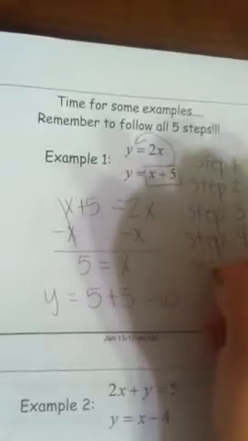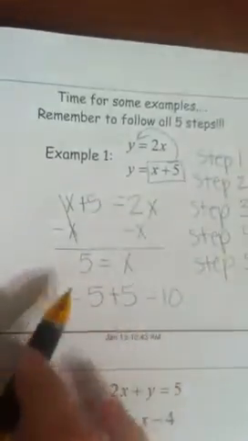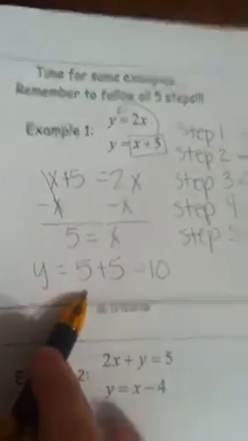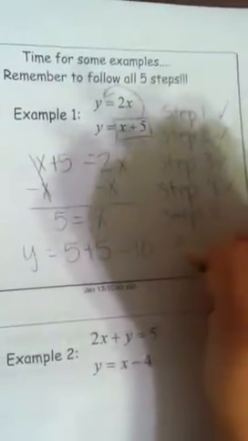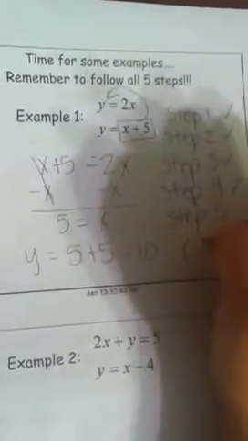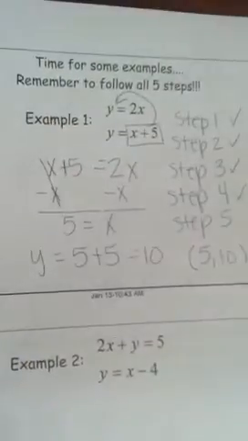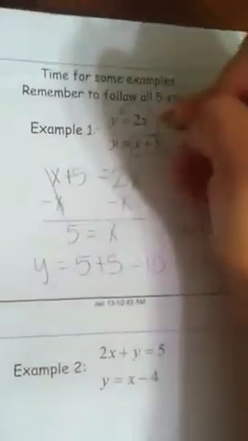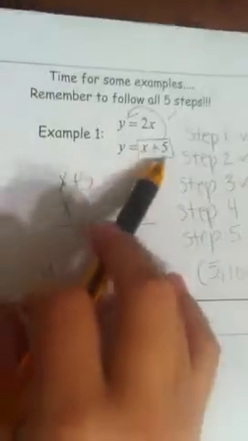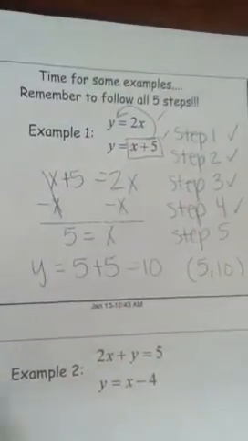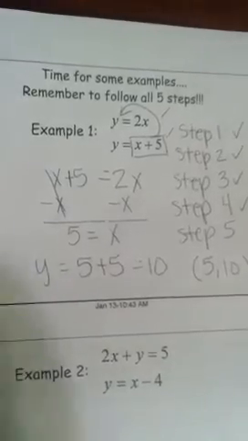So now my final step, step 5, is to write my x value and my y value as an ordered pair. So my solution should be (5, 10). And if you plug in 5 for x, you should get 10 out of your equation. So 2 times 5 is 10, check. 5 plus 5 is 10, check. So we found the solution using the substitution method.